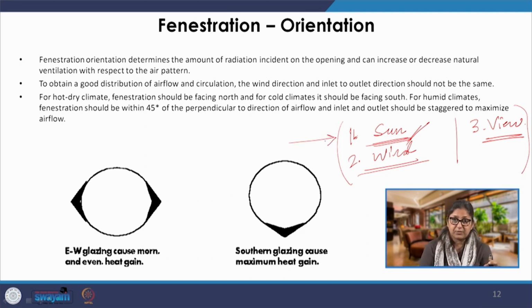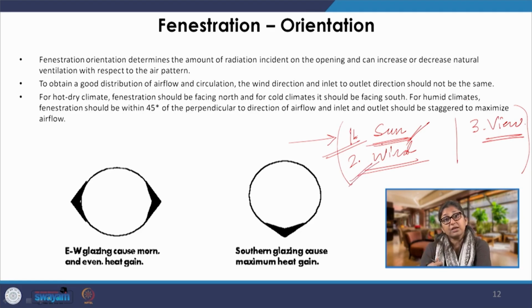A south window in the tropical climate of India, in the northern hemisphere, with a small projection will not bring in sun, but the east window and the west window will bring in sun in the morning and evening respectively. So, we have to choose which orientation to provide, if we want to bring in sun or if we want to cut off sun. The second is wind.